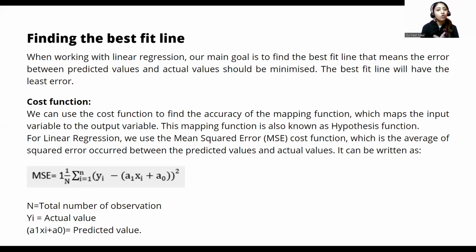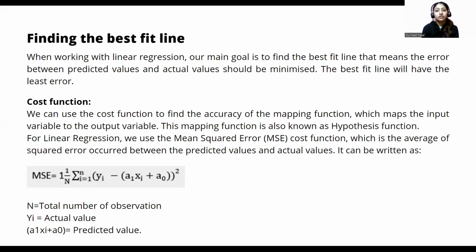Right? So now the cost function. How do we find the best fit line? That we find out using a cost function. The main thing the cost function does is help us figure out the best possible values for a0 and a1, which provide the best fit line for the data points, right?